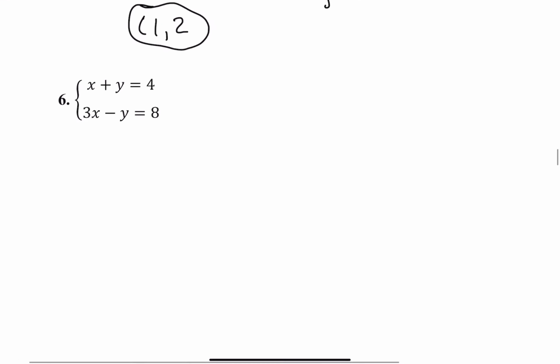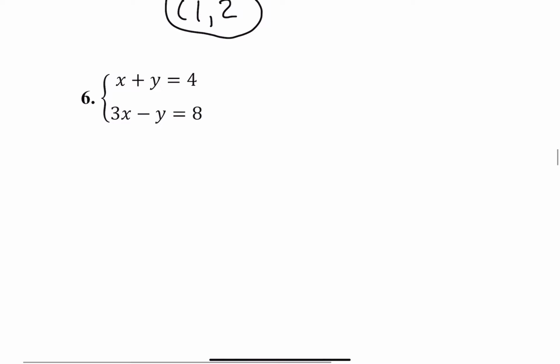And number 6, what method did you all use? This one's really nice. Already set up for us. The addition, add down directly because everything's lined up. These are already opposite signs. So adding, that's going to be 4x. Then you'll have 0 is equal to 12. Divided by 4, x is equal to 3.